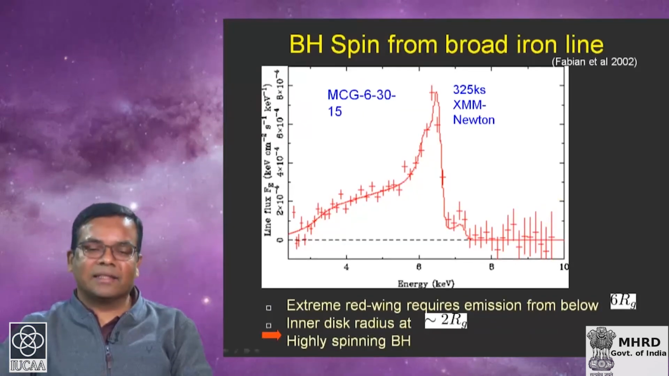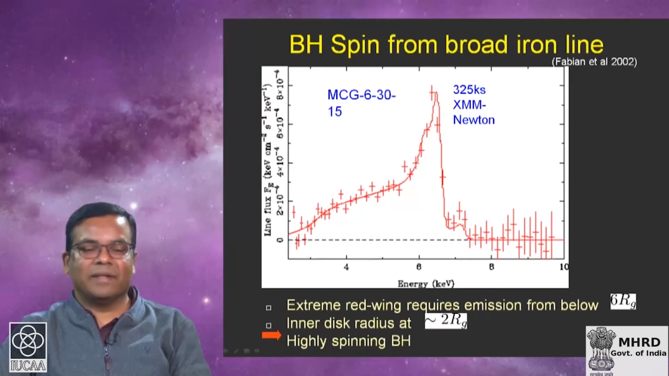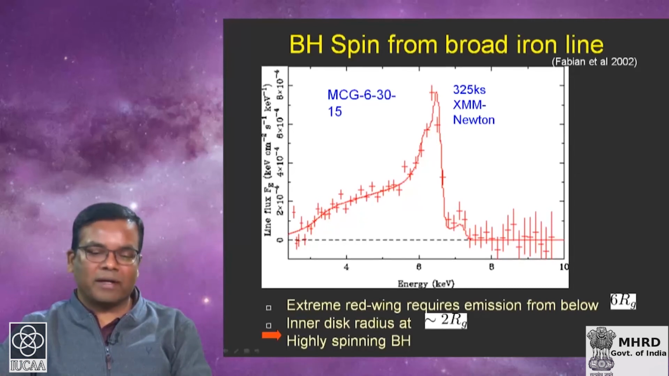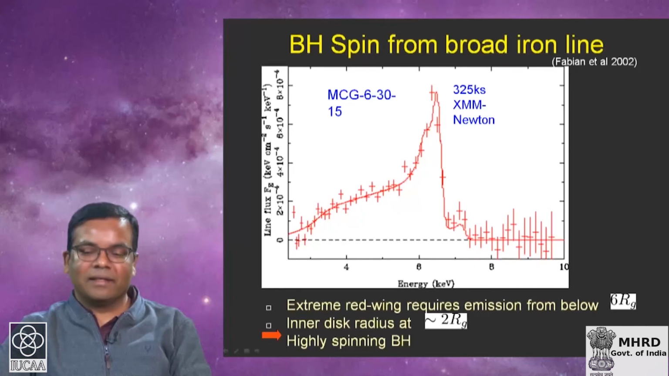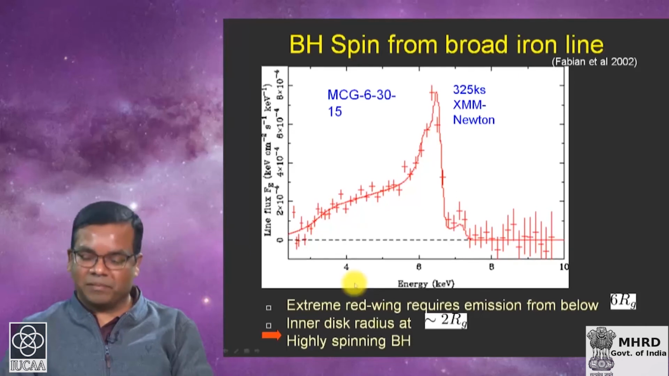While in another case, another Seyfert-1 active galactic nucleus, MCG-6-30-15, the iron line is so broad that it requires line emission from within the 6 RG radius, which is the limit for the Schwarzschild black hole. So, you need line emission from down to about 2 times the gravitational radius RG, and it suggests that the black hole is highly spinning in this particular case.